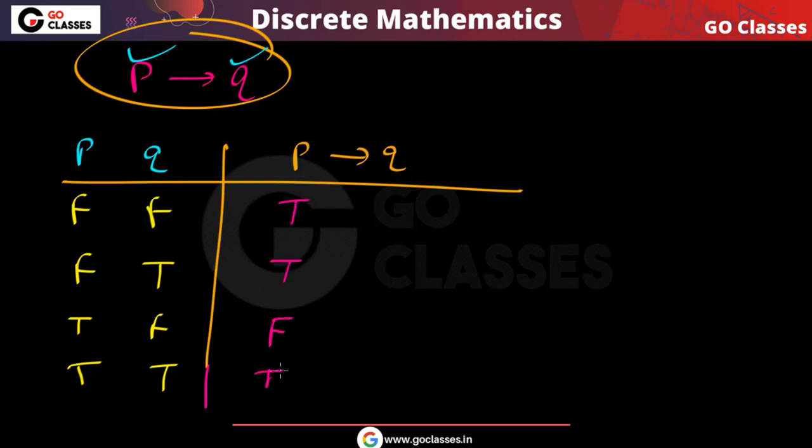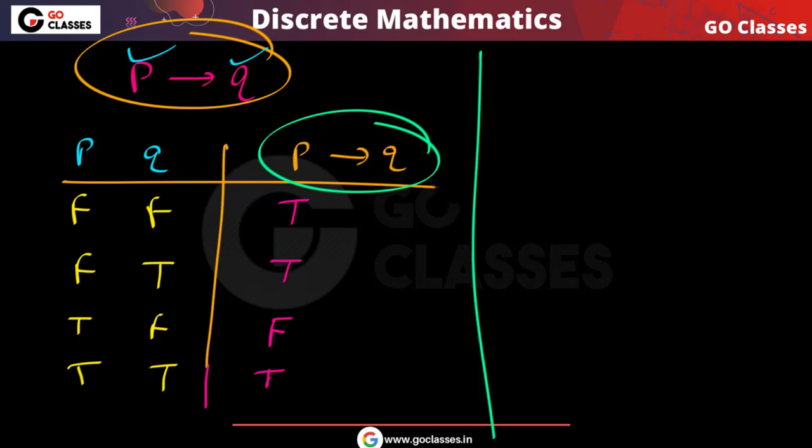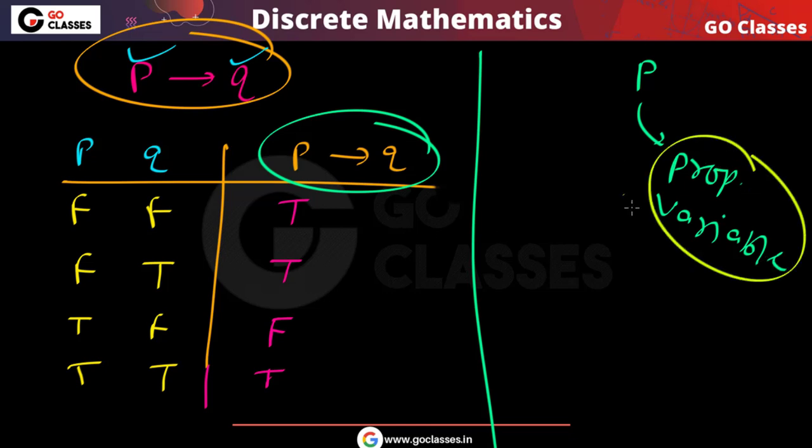So this will be the truth table, you can notice. The idea is this, that this is a propositional formula. Similarly, you can notice, if I tell you that p is a propositional variable, now because you know this is a propositional variable, it represents an atomic proposition.